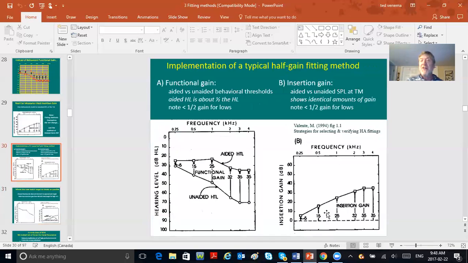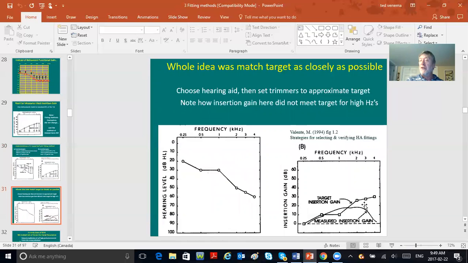So again, the previous slide is just showing you the target for the fitting method in question. Could be Berger, could be POGO, could be half gain, who cares, okay? But this would be your target, and you'd verify that with functional gain. Here would be your target shown by early real ear, and it's called insertion gain, and the fitting method may be identical. And that's why the numbers are identical. Your goal is to see whether you hit the target or not. Did you or not? And then you adjusted the hearing aid until you did.